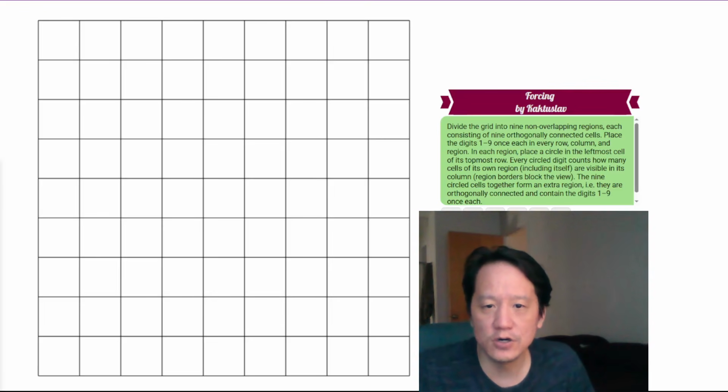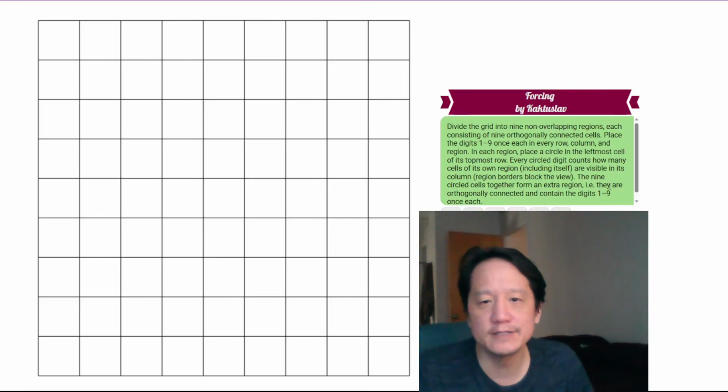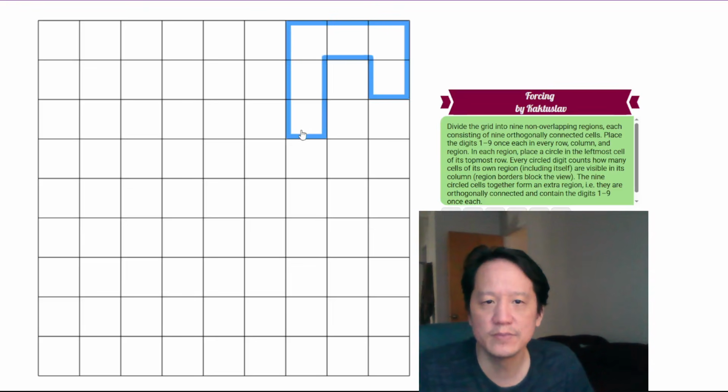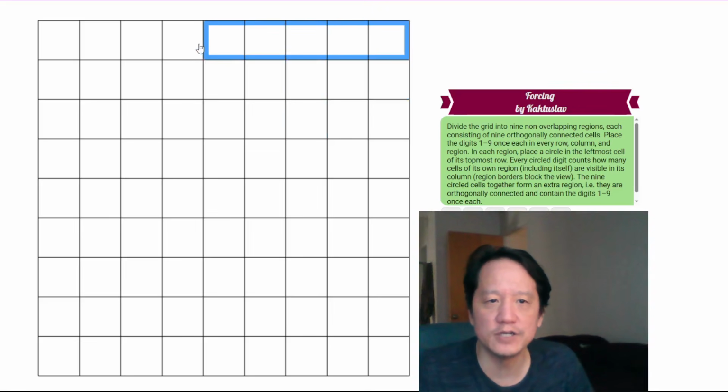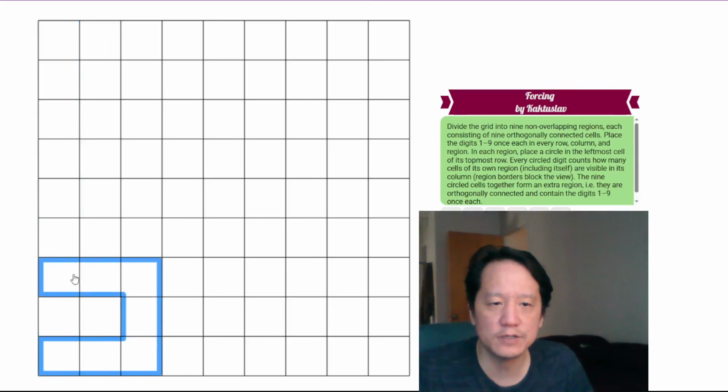Today's puzzle is called Forcing by Koktuslav, and here are the rules. We need to divide the grid into 9 non-overlapping regions, each consisting of 9 orthogonally connected cells. And this looks like a typical chaos construction rule set, where we need to place the digits 1 through 9 once each in every row, column, and region.